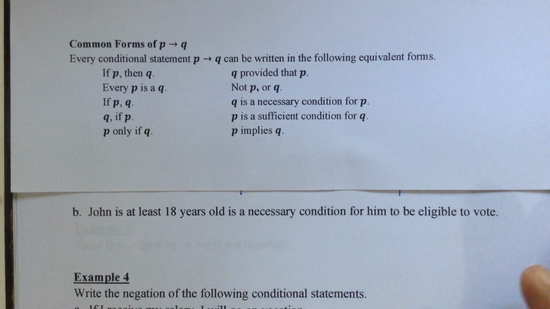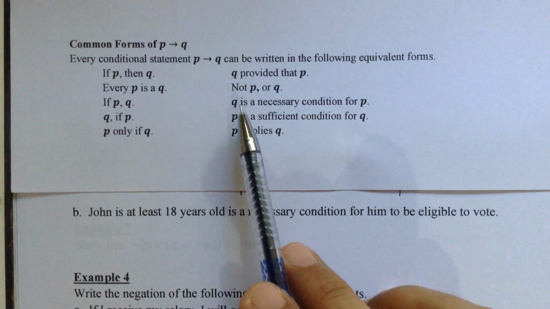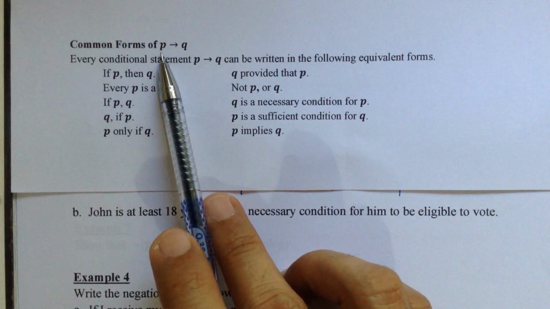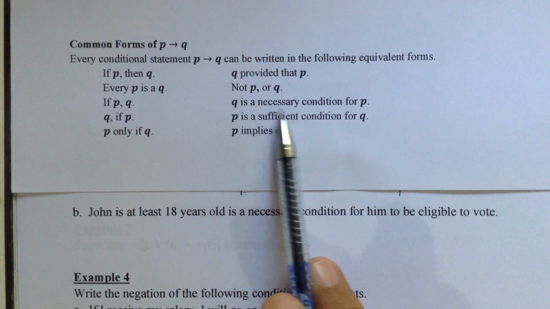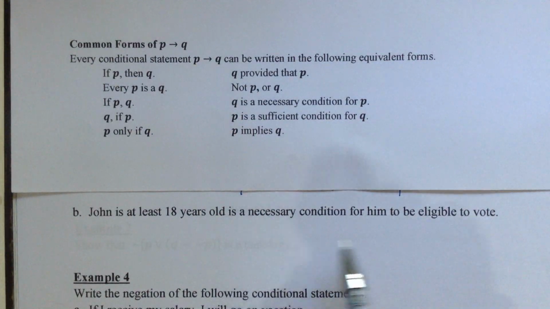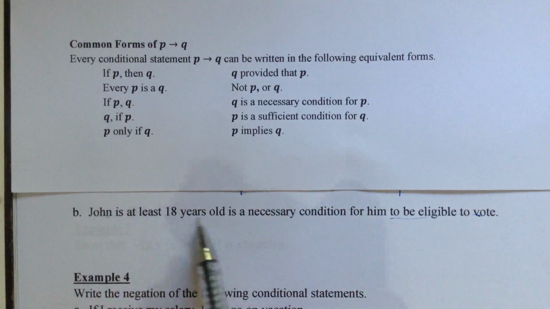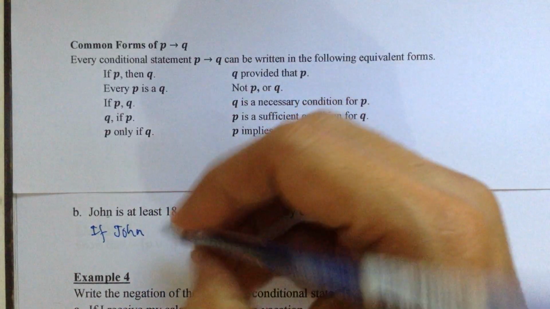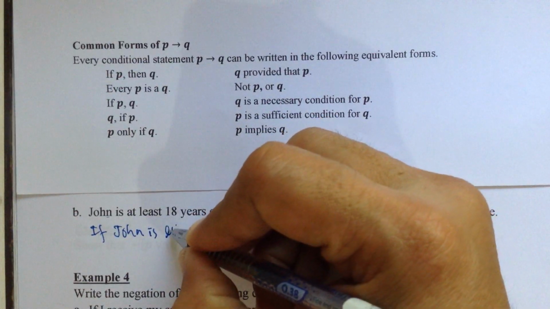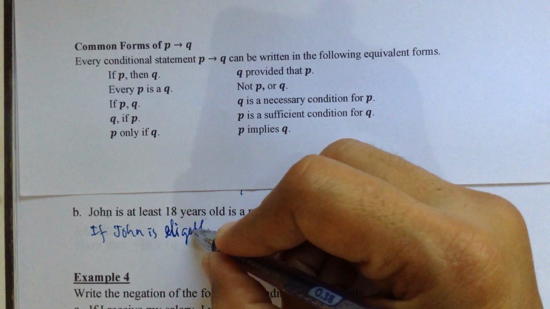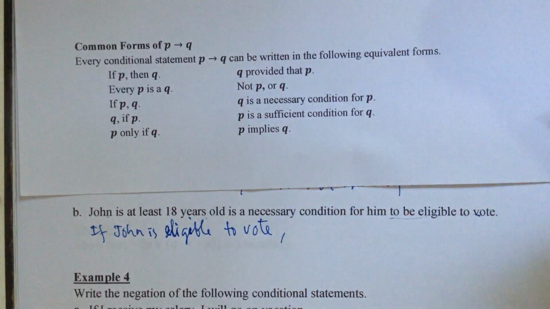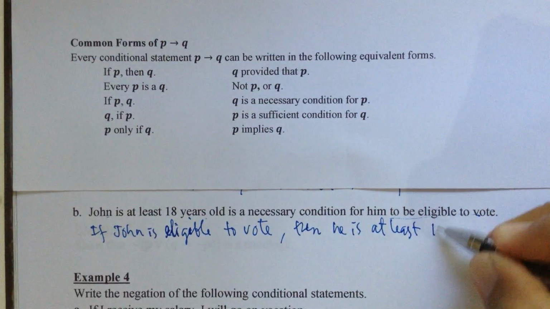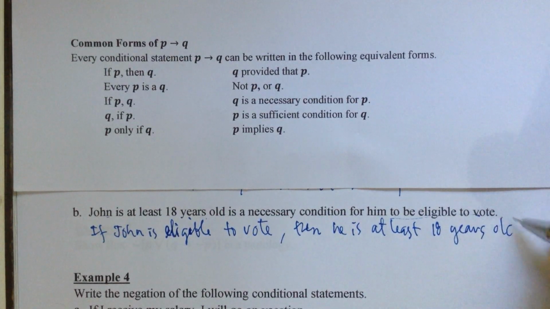It uses here the connective necessary condition. Okay, and look at the normal positioning of P and Q is P first then Q, but here the Q comes first whenever you use the necessary condition. So in other words, this is your P and this must be your Q. Right? So in if then form, it will be if John is eligible to vote, then he is at least 18 years old.